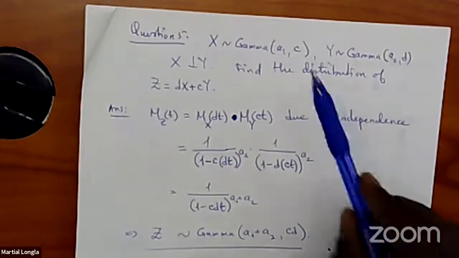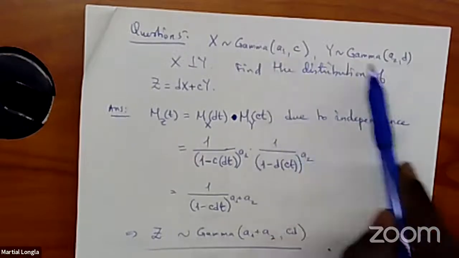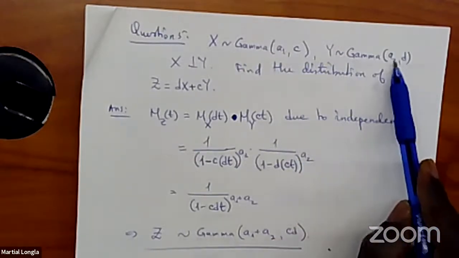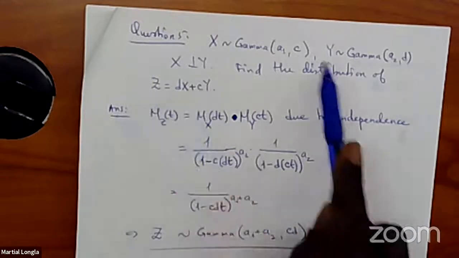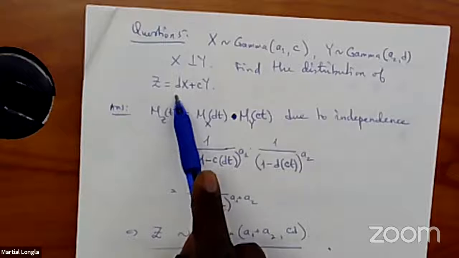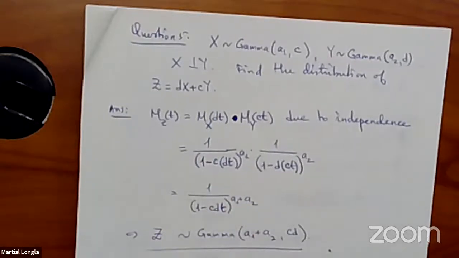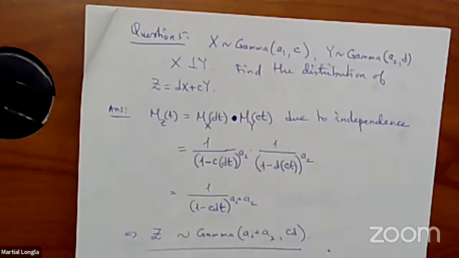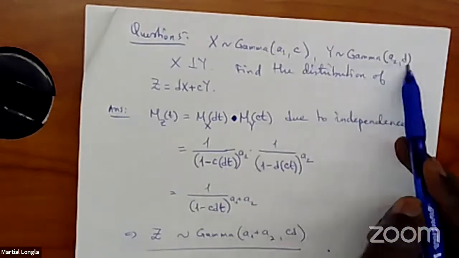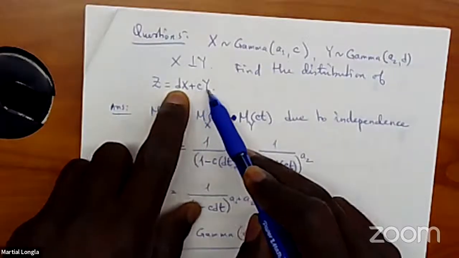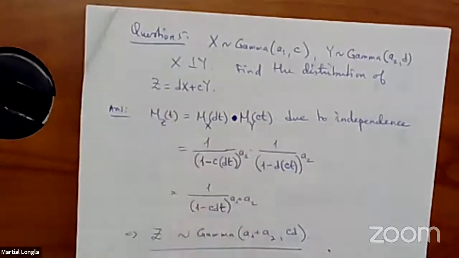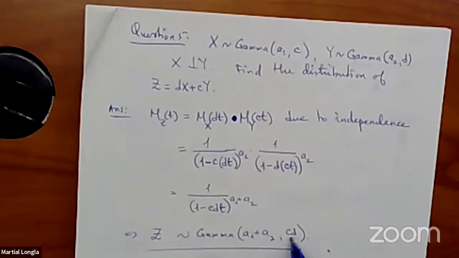So in general, if you have a gamma distribution with parameters A1 and C, another distribution with parameters A2 and D, and then if you switch the coefficients that you have inside and put them as coefficients of X and Y, then the random variable that you obtain is also going to be a gamma. That's actually the theorem that I had you prove in that question. The random variable that you obtain is also a gamma with coefficient that is going to be the product of the two coefficients and the sum of the first coefficients.